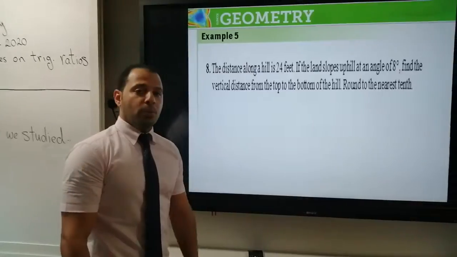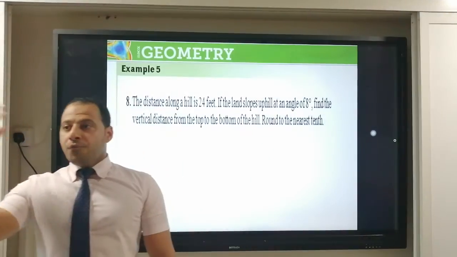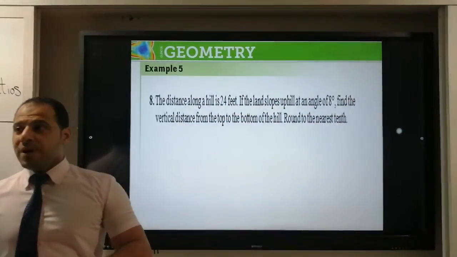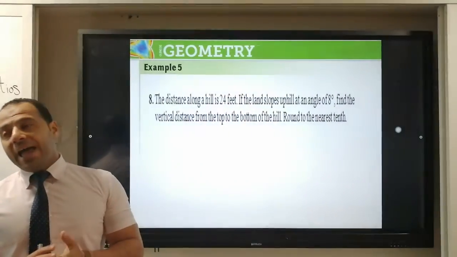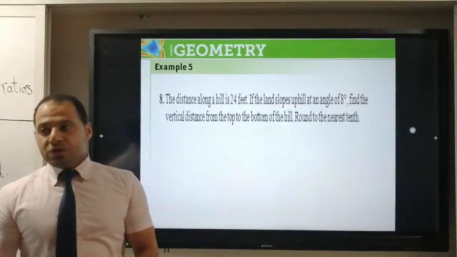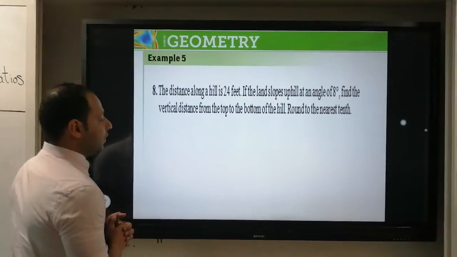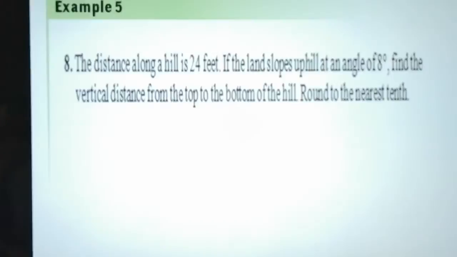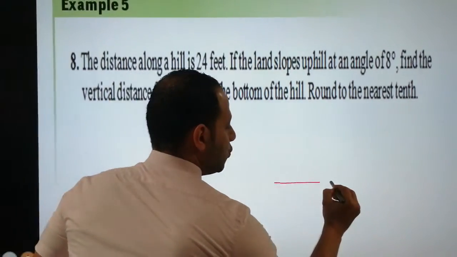If we have a problem like this, please read the problem one, two, three times. First, determine the numbers, and what each number refers to. And after that, you can draw the problem and solve it related to one of the rules, and then use this rule to solve the problem. The distance along a hill is 24 feet. Okay, we have here the distance is 24.